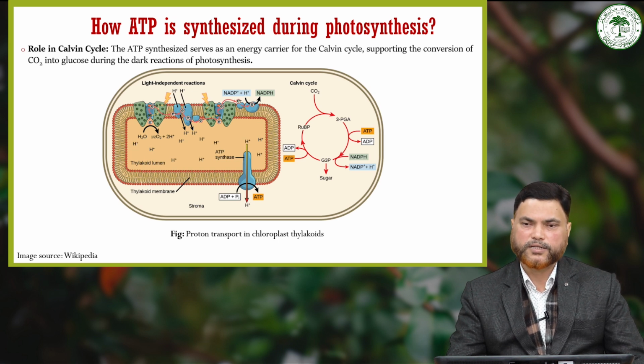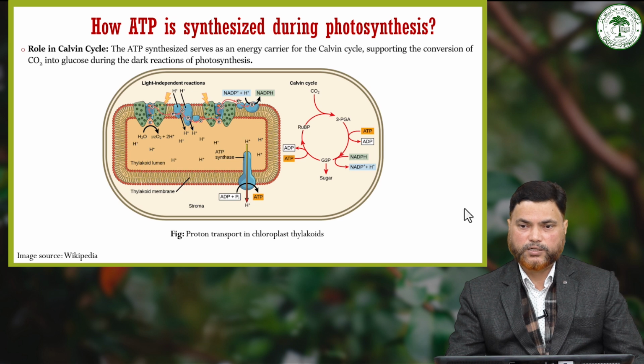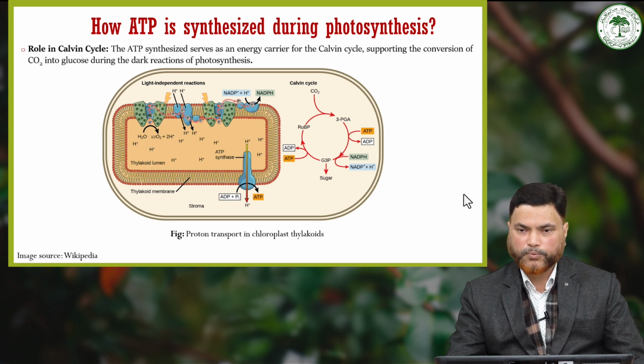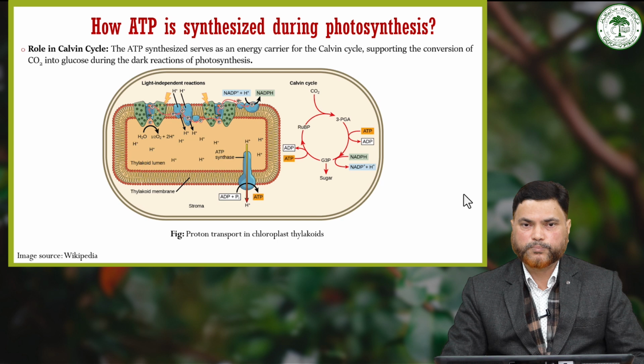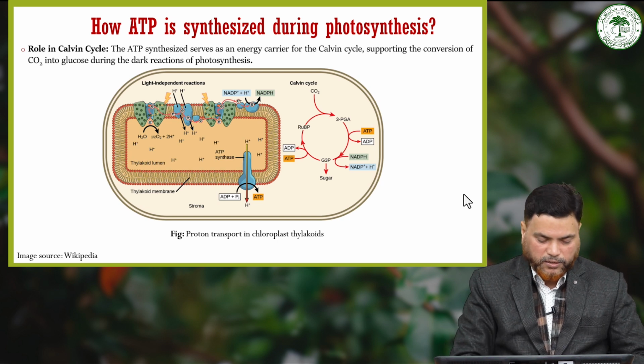Protons accumulate inside the thylakoid interior, creating a sort of concentration gradient. These protons now diffuse back into the stroma and their passage occurs only through the enzyme ATP synthase. ATP synthase utilizes the flow of protons to convert ADP and inorganic phosphate into ATP through a process called chemiosmosis. So, now you must be clear how ATP is synthesized in the chloroplast.